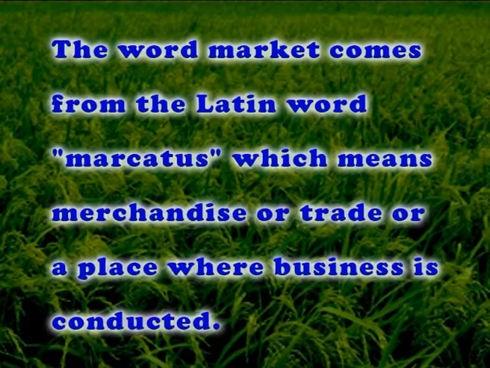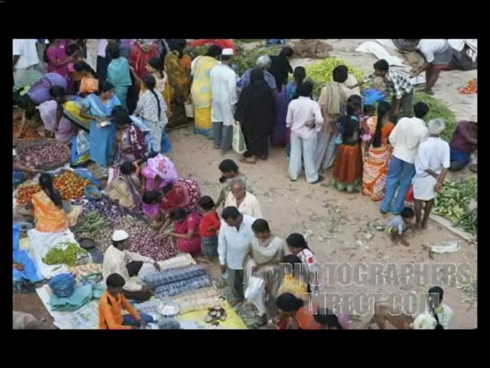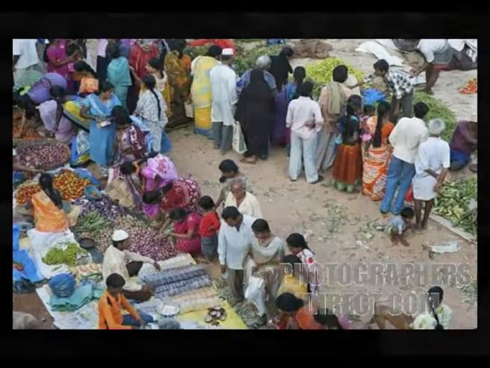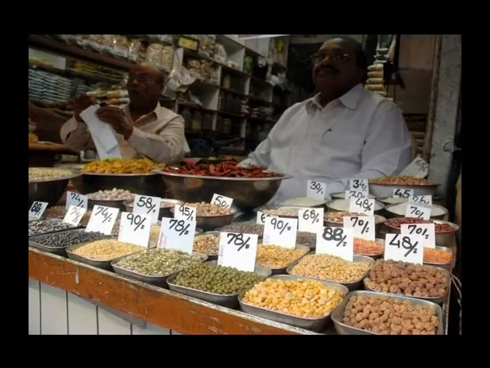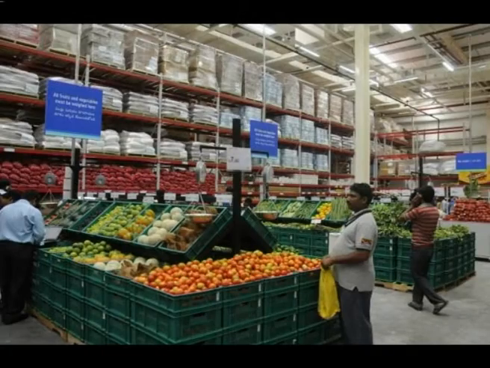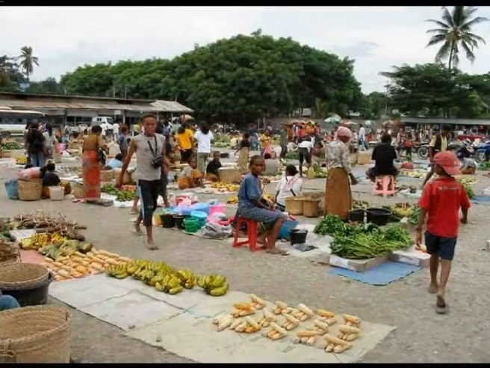Market classification. The word market comes from the Latin word mercatus, which means merchandise or trade, or a place where business is conducted. The market in economic sense refers not to a place but to a commodity or commodities, where buyers and sellers are in free intercourse with one another.